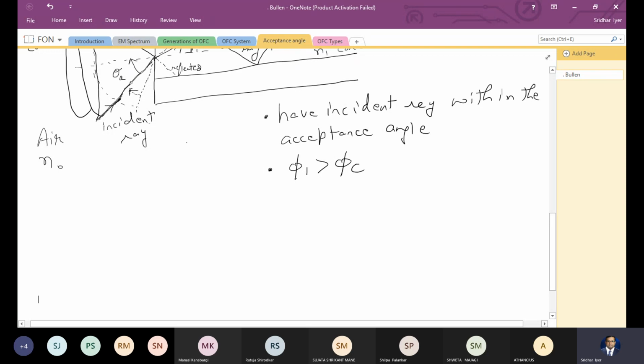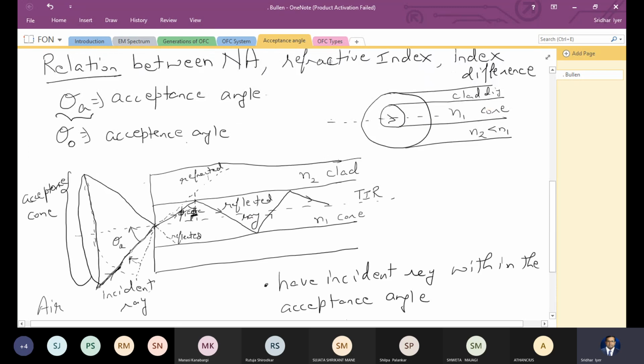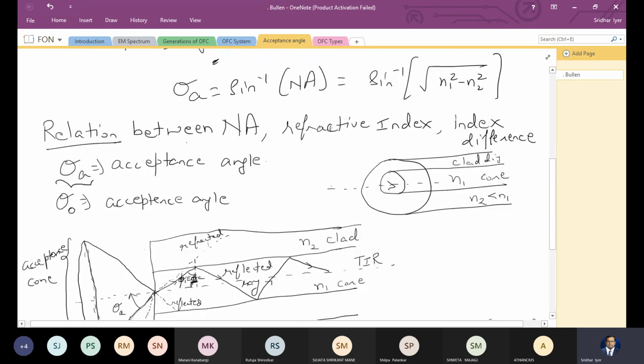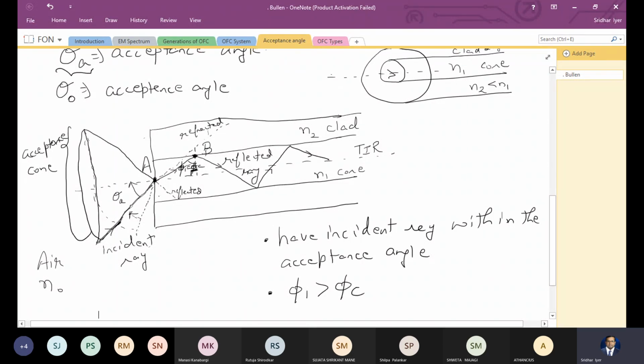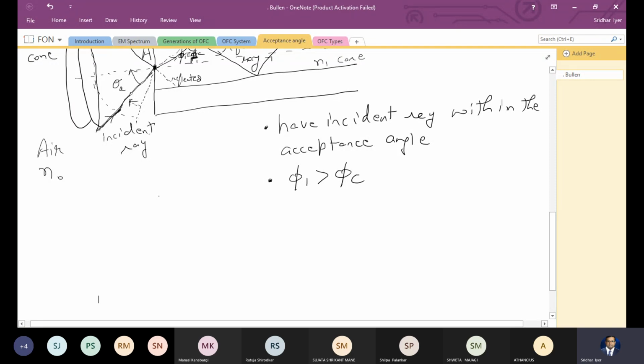So now let us do the mathematics and see what exactly is happening there, right? If I take this diagram which we have just drawn and name the points, let us name this point here at the boundary as capital A, and this point at the boundary of the core and cladding as B. Point A is where the light is entering the optical fiber, and point B is where the light is hitting the boundary between the core and the cladding, right? So what is happening at those points?